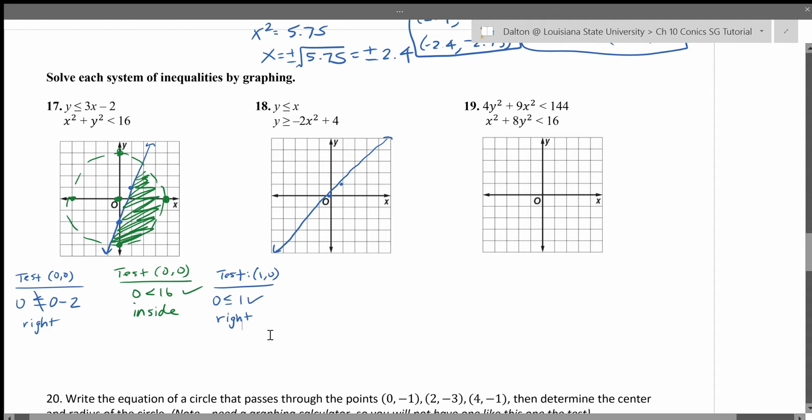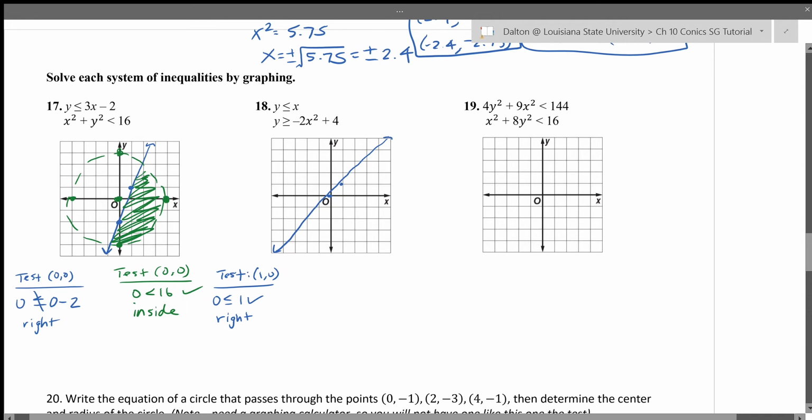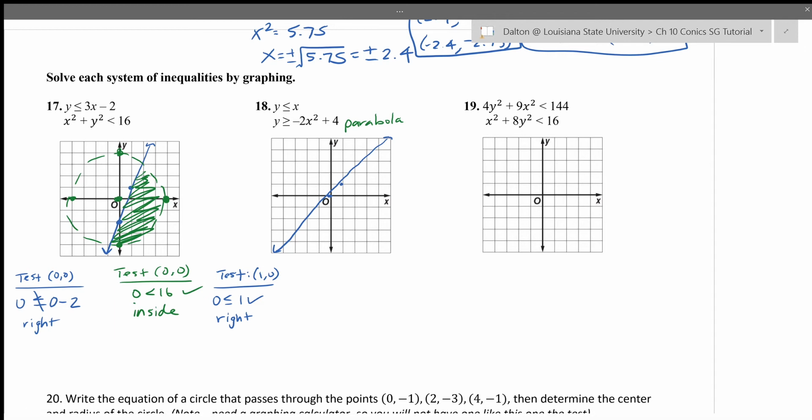All right. Anywho, next inequality, y is greater than or equal to -2x squared plus 4. Okay, that is a parabola because it has one squared term. Now, the parabolas, I think, are honestly the most tedious to graph because I want you to graph the vertex, the focus, the directrix, and the axis of symmetry.